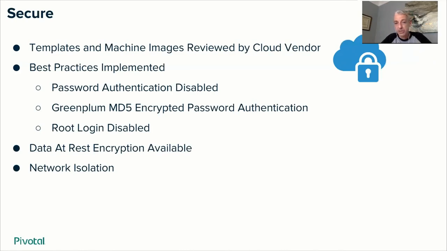So password authentication is disabled, so we're using those SSH keys instead. The Greenplum database is using MD5 encrypted password authentication by default. And then root login, for instance, is disabled. So there's data at rest encryption. In GCP, it's automatic. And then all of our deployments are deployed in a separate network to help make it easier for administrators in the cloud to segregate the Greenplum traffic from other traffic that you may have deployed in the cloud.